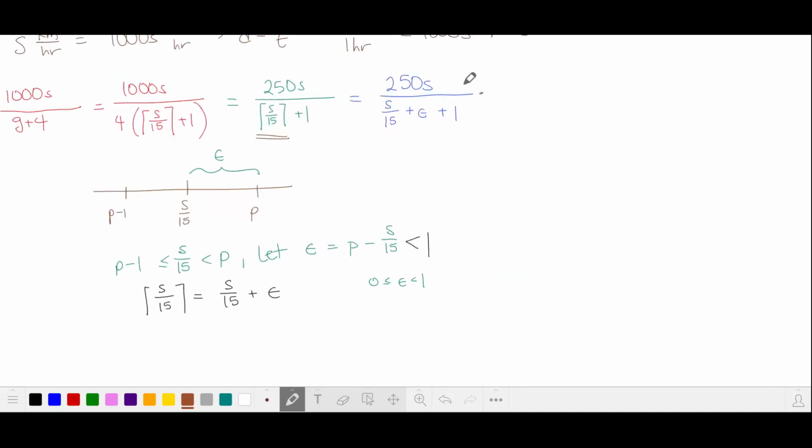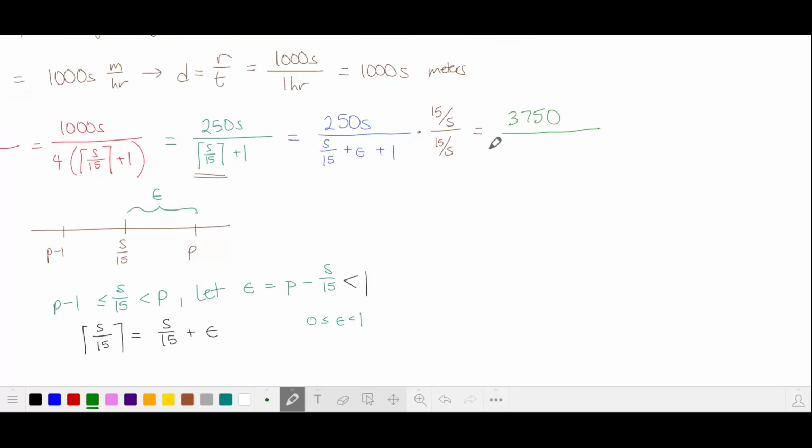And let's see if we can combine terms to isolate the s variable. We'll do that by multiplying the numerator and denominator by 15 over s. We get 3750 in the numerator, and this is our denominator. And here we have n as a function of s. S appears in this smaller fraction in the denominator. If we want to maximize this fraction, we'd like to minimize the denominator.